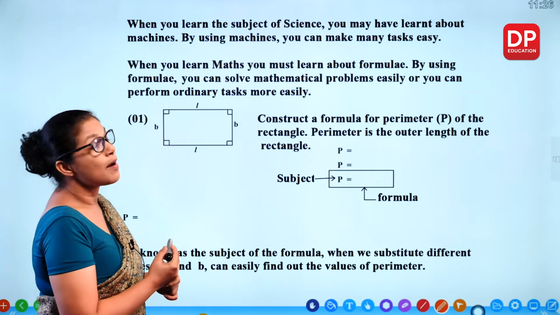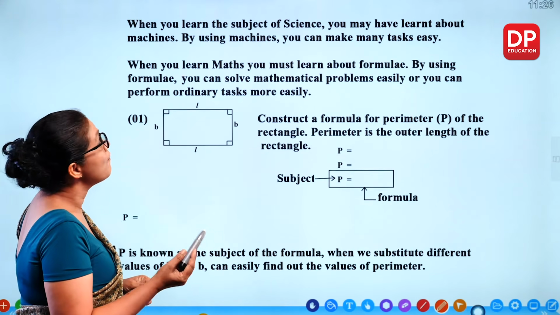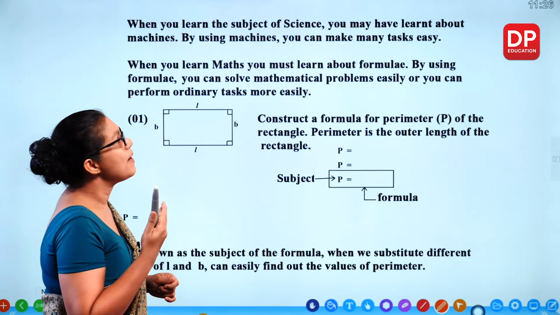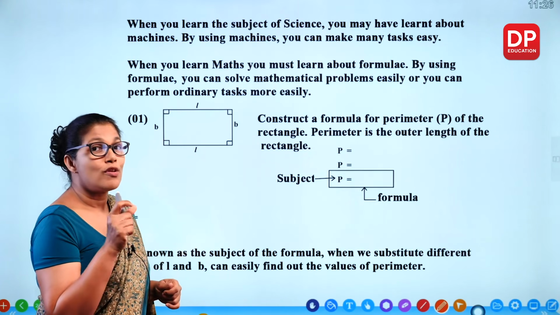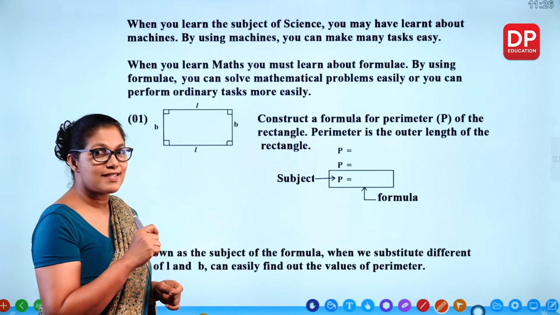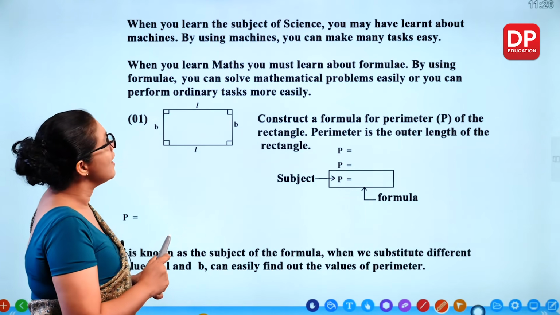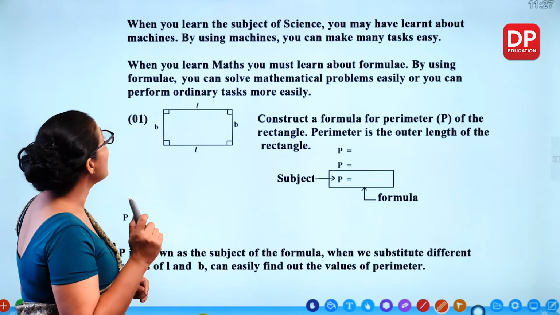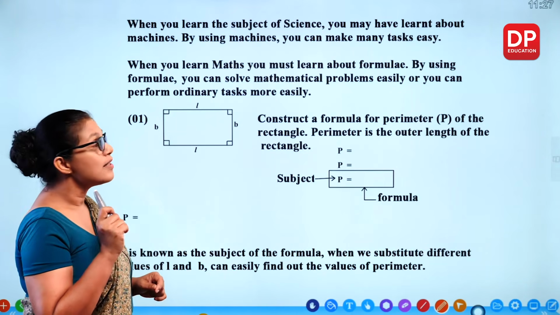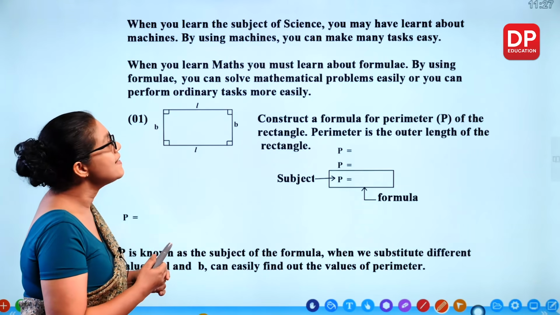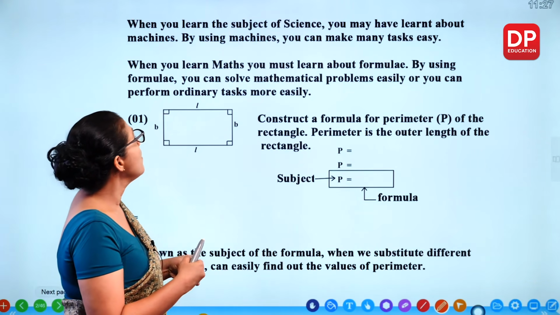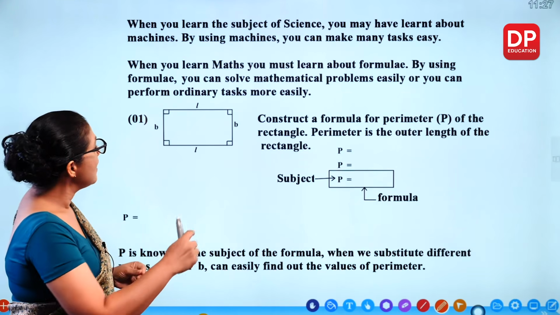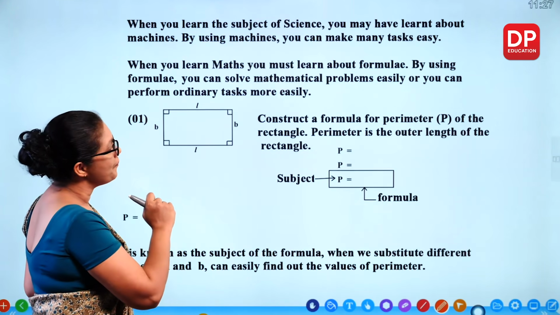When you learn the subject of science, you may have learnt about machines. By using machines, you can make many tasks easily. So like machines in science, formulae is really important in maths. By using formulae, you can solve mathematical problems easily, or you can perform any task more easily. Now we'll see this formula.